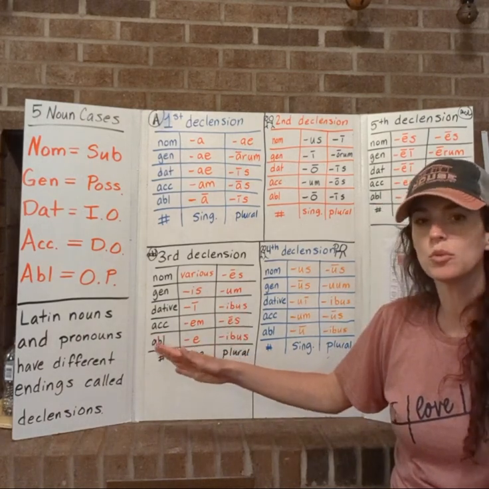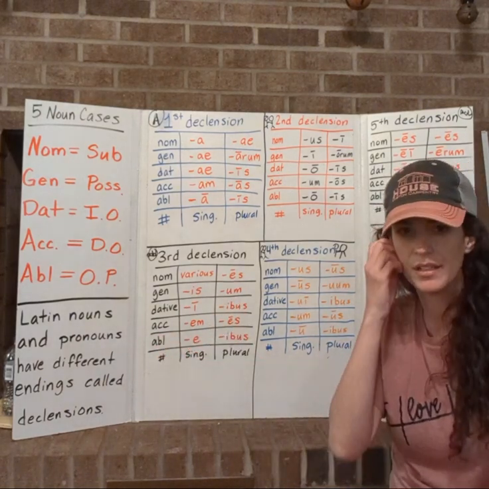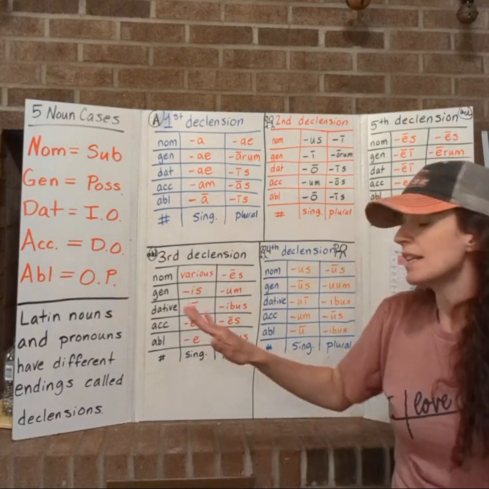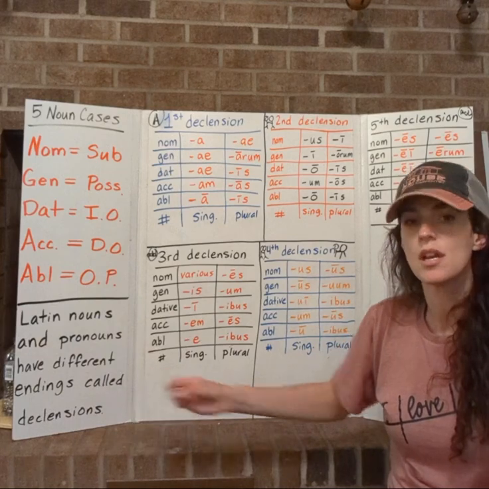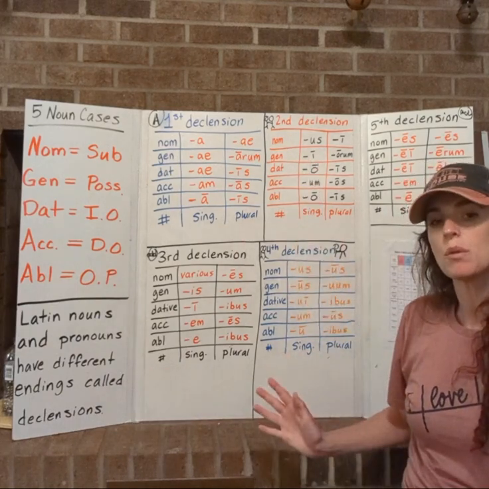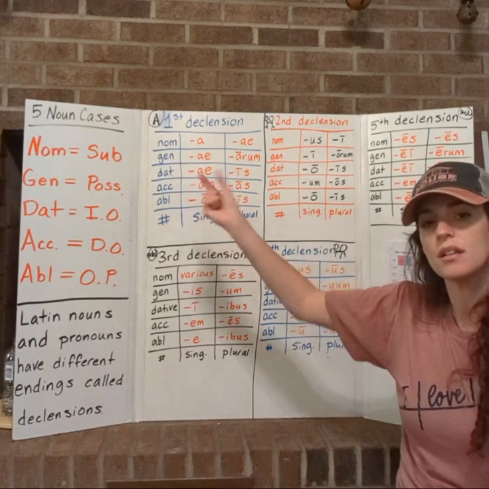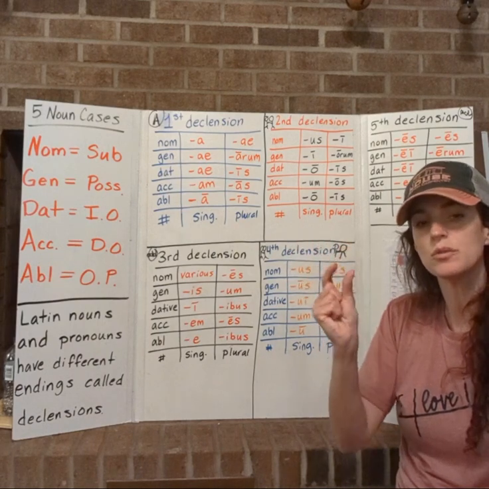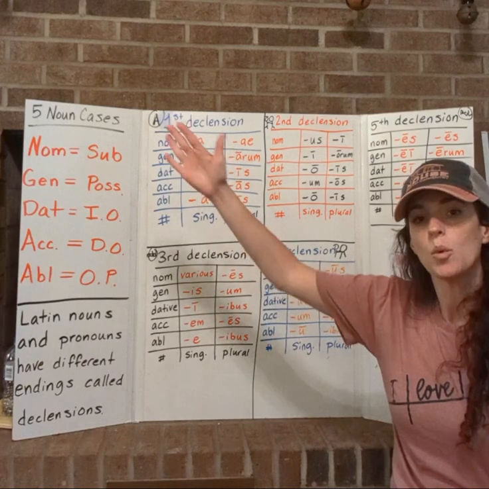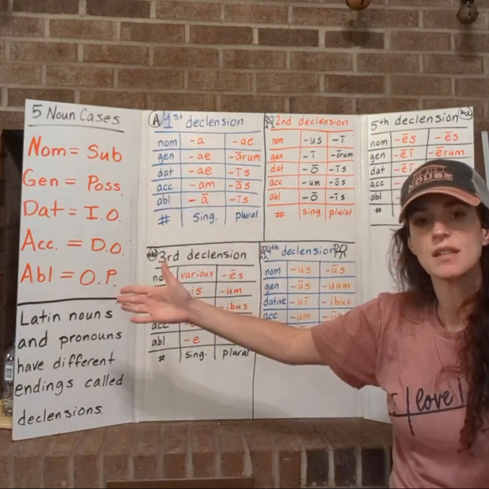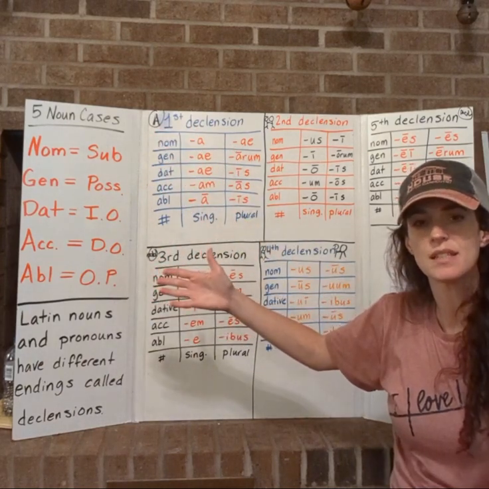Also, the Latin noun rule that we've learned this past year in Foundations: Latin nouns and pronouns have different endings called declensions. So when we memorize the declensions, what we're memorizing are the little endings of nouns or pronouns that tell us which part of the sentence, which role it's playing in the sentence.